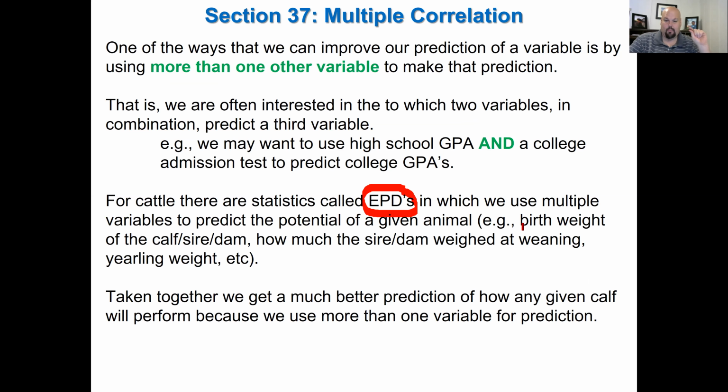So we look at birth weight, we look at calf, sire, dam birth weight, we look at how much the sire and the dam weighed at weaning, so how big they are when they stop drinking their mama's milk, how big they are when they're a year, how big they are down the road, how much their mama milks. All those things are variables that we consider because one of those variables by themselves tells you only part of the story and a very small portion of the story. So we look at multiple variables altogether.